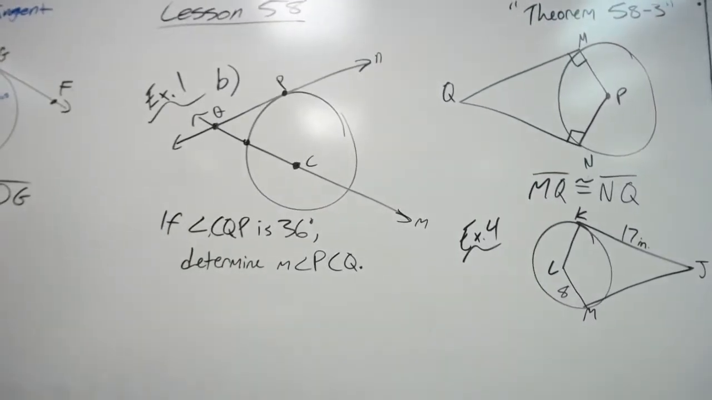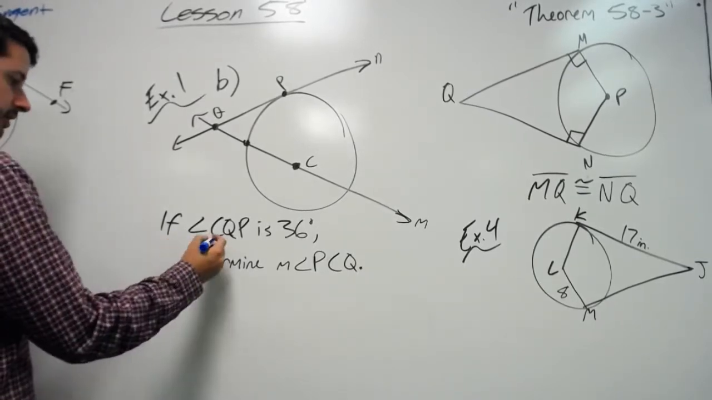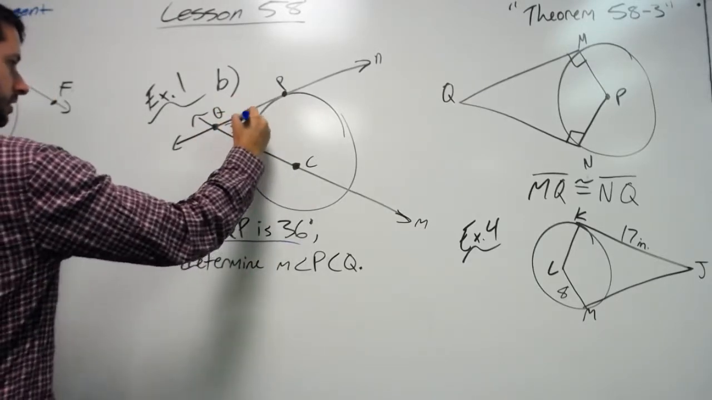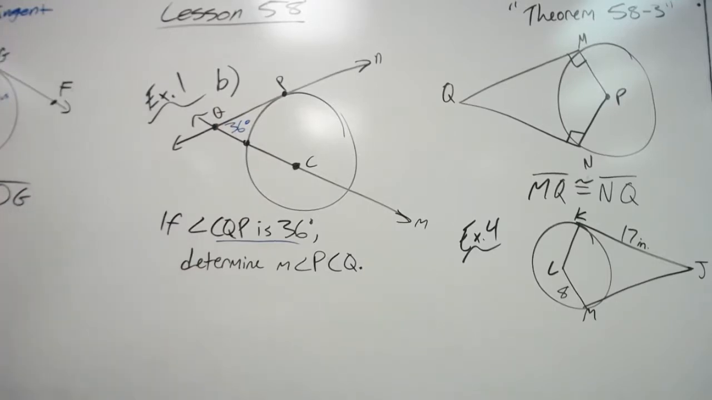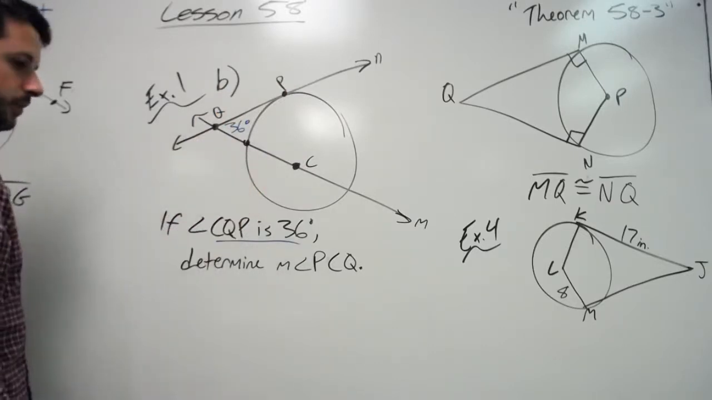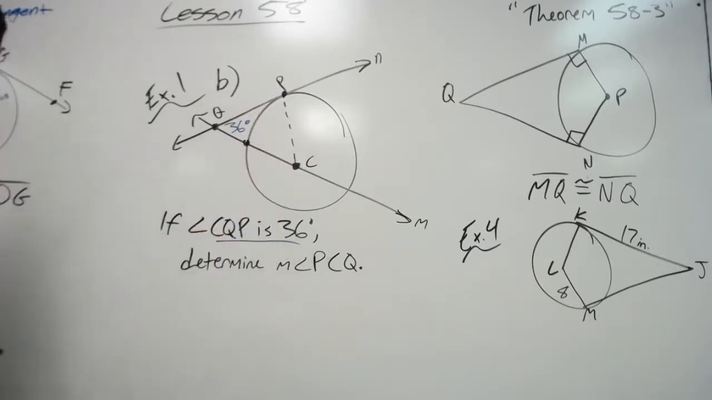In example 1, B, it says if the measure of angle CQP is 36, determine the measure of angle PCQ. So look at what it gives us. CQP is 36 degrees. Now from here, it wants us to determine PCQ. Well, there's no angle there right now. What we can do is simply draw an imaginary line and create our own triangle.